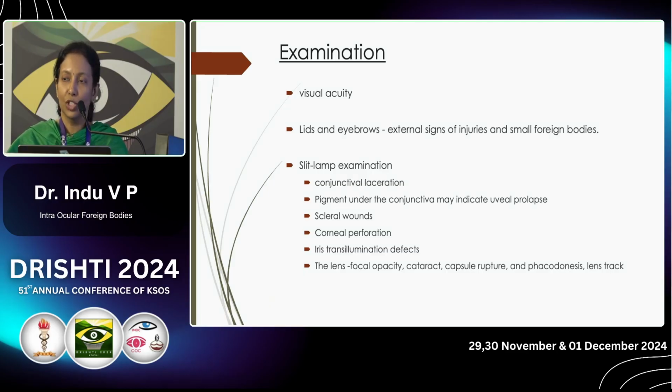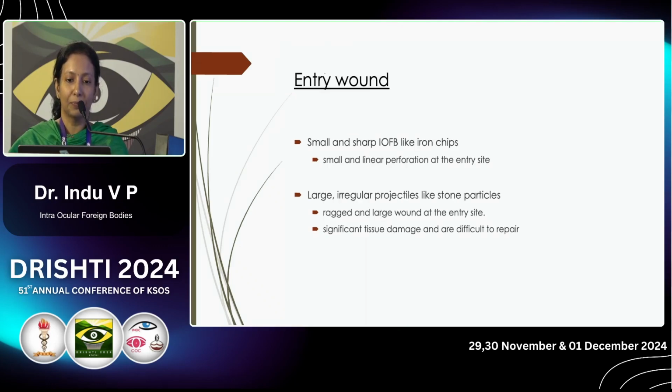You have to look for conjunctival lacerations, and pigments under the conjunctiva may indicate a uveal prolapse at the site of entry wound. There can be scleral wounds, there can be corneal penetrating wounds. You have to specifically look for iris transillumination defects and a lens track. All these indicate that something has gone into the eye. The entry wounds in small and sharp foreign bodies like iron chips may be very, very small. It can be smaller than the actual size of the foreign body, so it can be missed very easily.